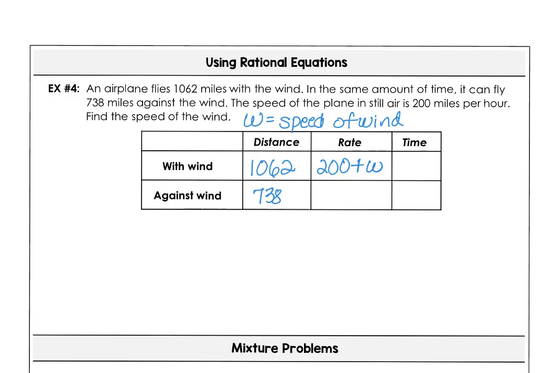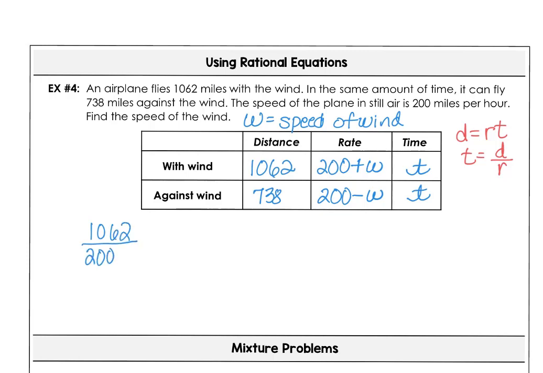And then against the wind would be 200 minus W, and this plane travels the same amount of time. If we solve distance equals rate times time, and the times are the same, we're doing distance divided by rate. So distance of 1062 divided by the rate, 200 plus the wind, is equal to distance 738 divided by the rate against the wind.